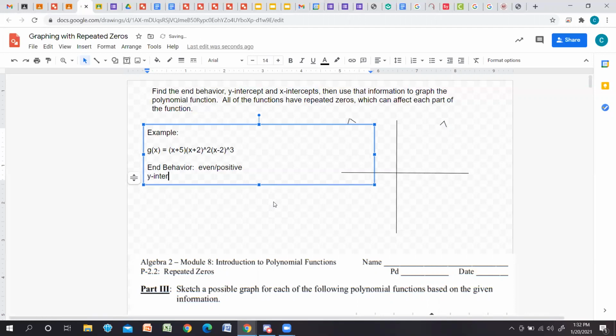Now let's find the y-intercept. So for the y-intercept, I multiply the numbers together. So if there's any number in front, like a -2 or -1 or 3 in front, I include that. But right here, there's none, so I just put 1. That's the number in front. And I say, okay, it's 5 in the first factor. It's 2 squared for the second factor.